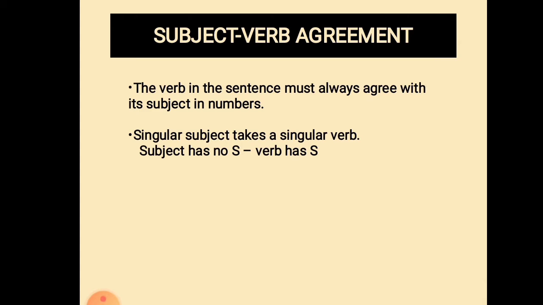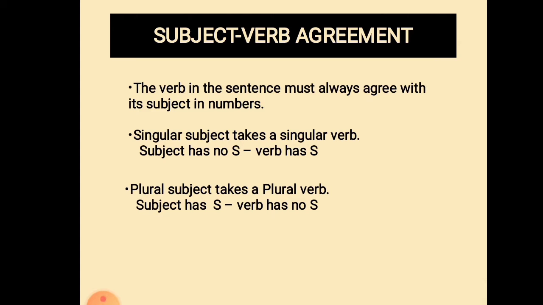Again, if the subject is singular, then the verb must be singular as well. So in this case, if the subject has no s, then the verb has s at the end of the word. Unlike if the subject is plural, then the verb must be plural as well. In that case, if the subject has s, then the verb has no s. So these are the part two rules in subject-verb agreement.